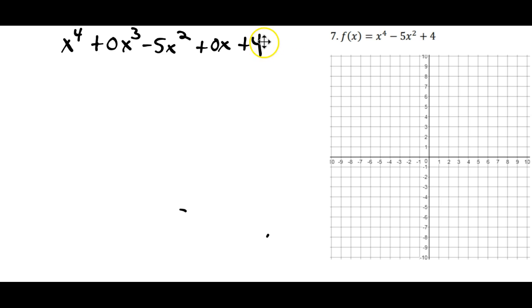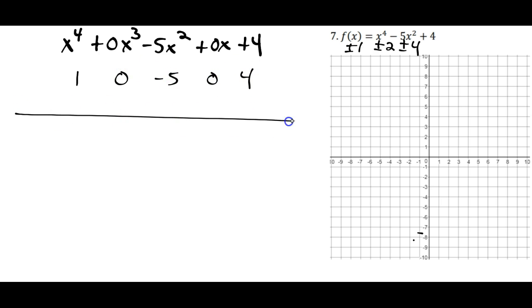So I want factors of 4 written out first, and so I got plus or minus 1, plus or minus 2, and plus or minus 4, just like the last one there. I don't have to worry about dividing it out because the leading coefficient is 1. So let's write out those coefficients: 1, 0, negative 5, 0, and 4. And then I'm going to try positive 1 first, so drop the 1, multiply and add, multiply, add.